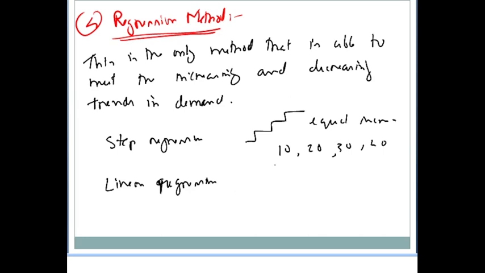So linear regression, what will be the linear regression? It will follow y is equal to ax plus b, where a is the slope and b is the intercept. Okay, a is the slope and what? A is the slope and b is the intercept.